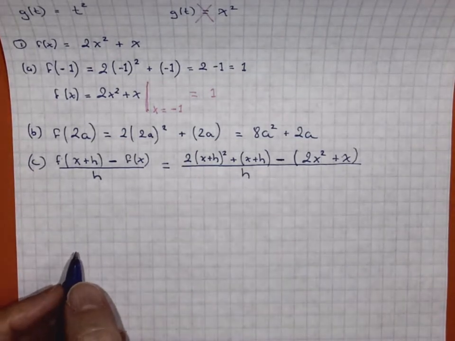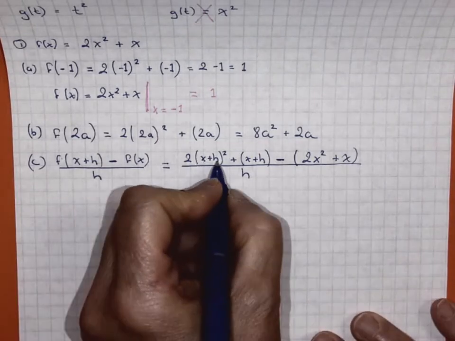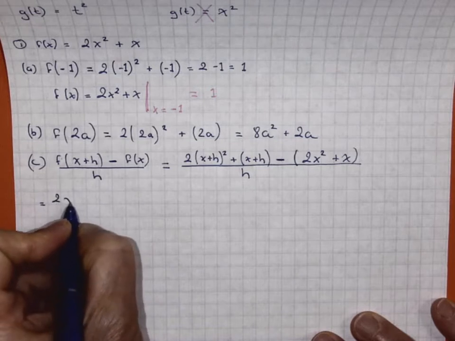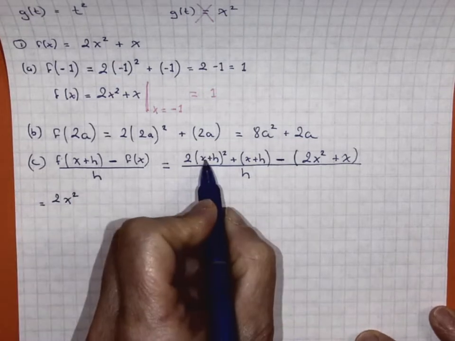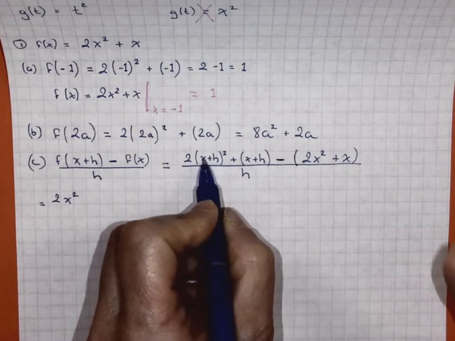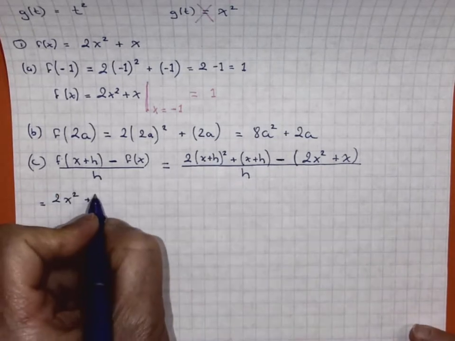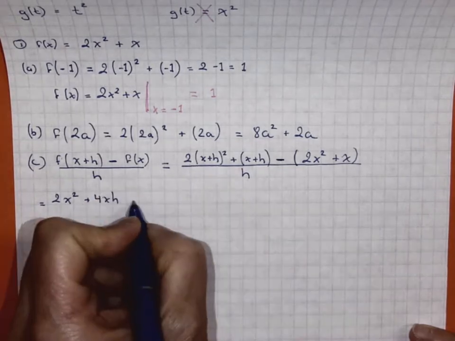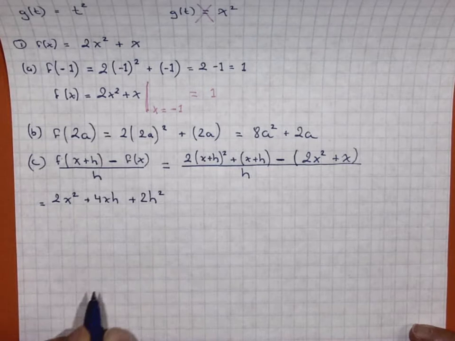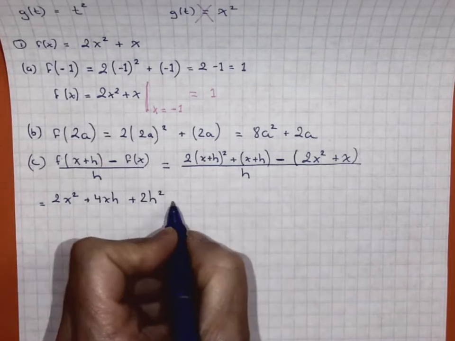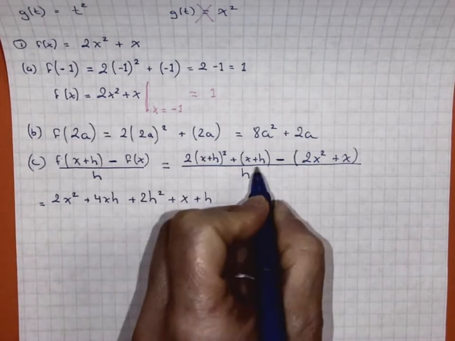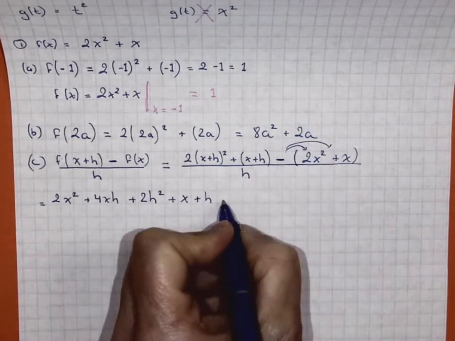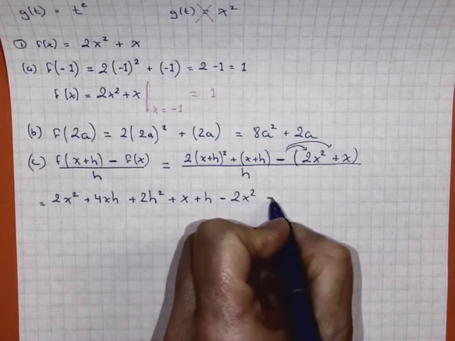Now we're going to expand. So this is x plus h squared, so that will become 2x squared, and then xh and xh, that's 2xh times 2 will be plus 4xh. And then h times h is h squared times 2, that was hard to say, 2h squared, plus x plus h. I can just drop those parentheses, don't need them. And now I need to distribute this negative right there, so minus 2x squared minus x.